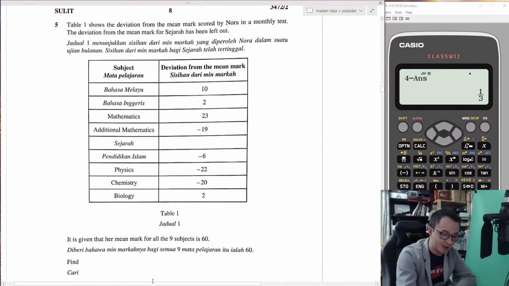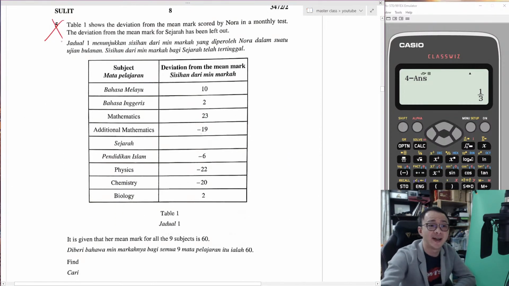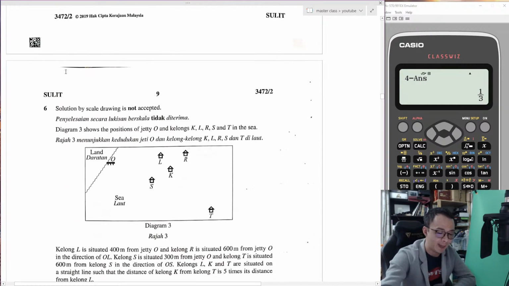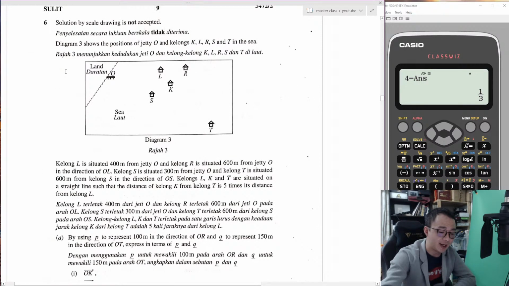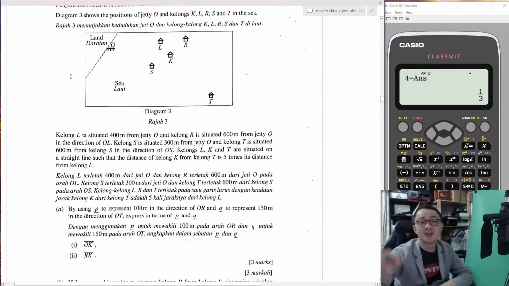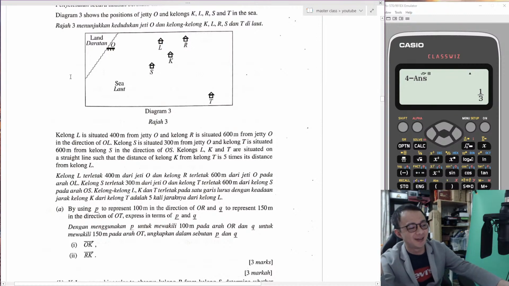Okay, this one I will skip. This is statistics, no longer in Additional Mathematics. They will go to Modern Math already. Okay, then scale drawing is not accepted. Alright, so let's have a look at the vector question here after I drink some tea.